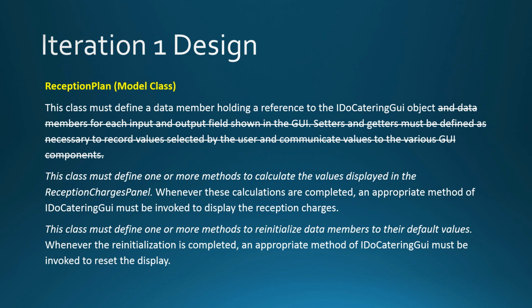So we are going to define a method that's eventually going to calculate the values displayed in the reception charges panel. For this iteration, all it's going to do is notify the iDoCatering GUI that the display has to be updated. The same thing for the reinitialized data members. We're just going to do that partially, and basically we're just going to do the same thing as with calculating. We're just going to notify the iDoCatering GUI that the display must be updated to show the reinitialized values.